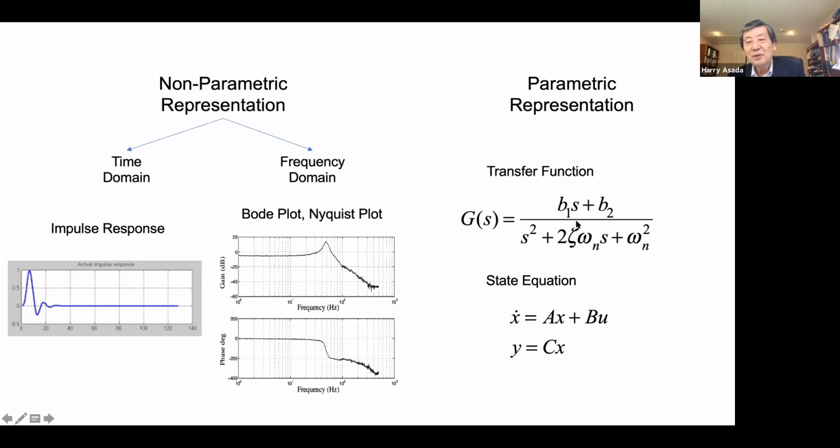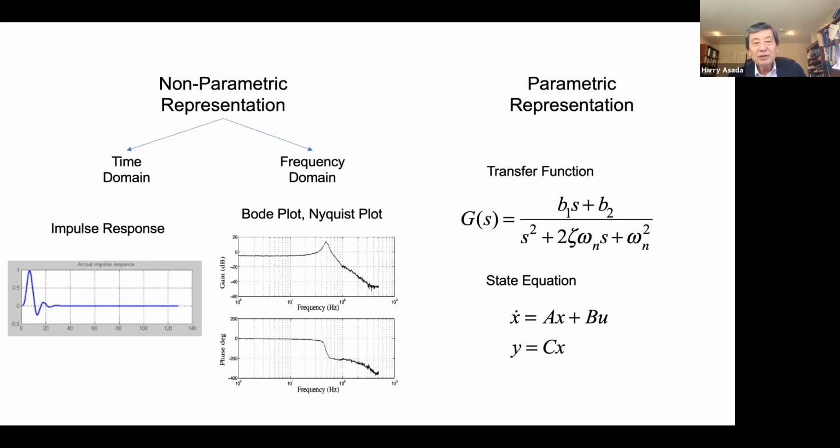They may be in a transfer function like this. So here you have the undamped natural frequency omega n and damping coefficient zeta. Also, B1 and B2 are another set of parameters involved in this transfer function representation. So this is one parametric representation, right? Like a state equation, x dot equals Ax plus Bu, y equals Cx. This particular structure with parameters A, B, C is basically a particular parametric representation.